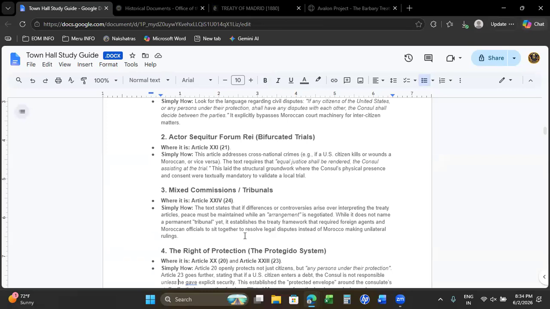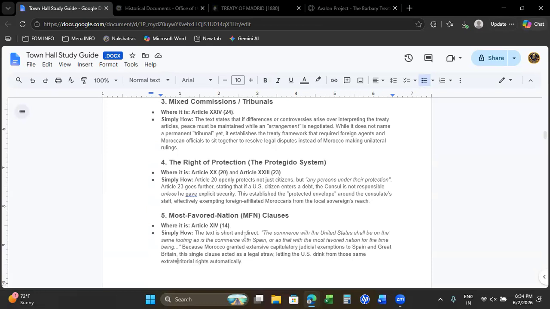So let's just go on here with this example. In number four, it says the right of protection, the protege system. Where is it found? In Articles 20 and 23. Article 20 openly protects not just citizens, but quote, any persons under their protection. Any persons, 14th Amendment, under their protection, right? And I'm talking about the 14th Amendment of the United States Constitution.